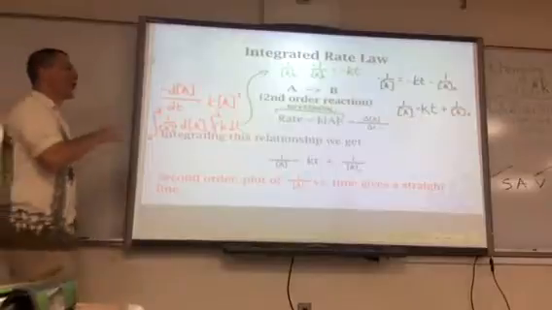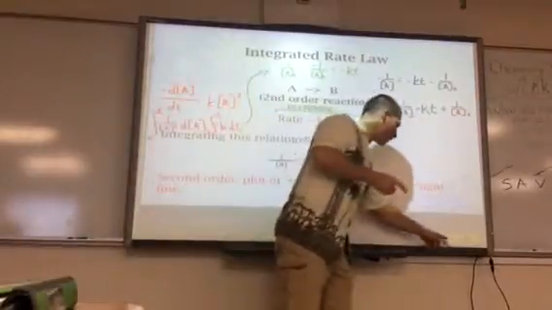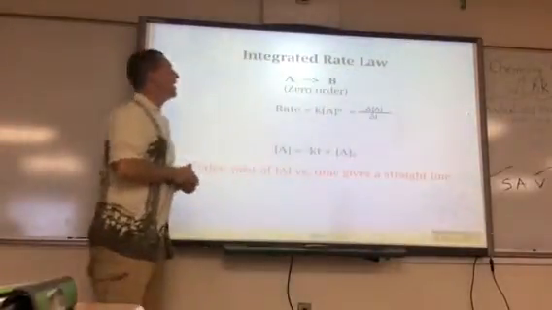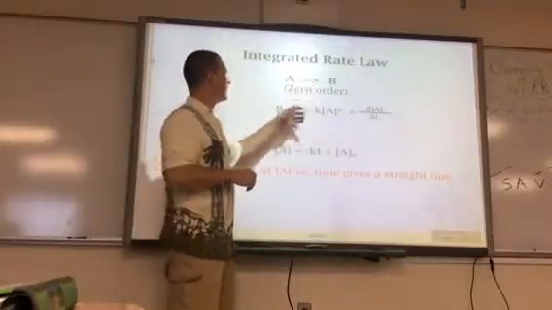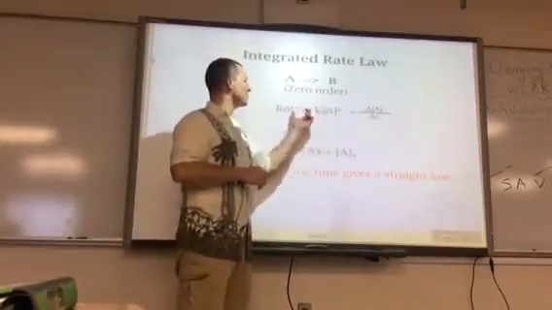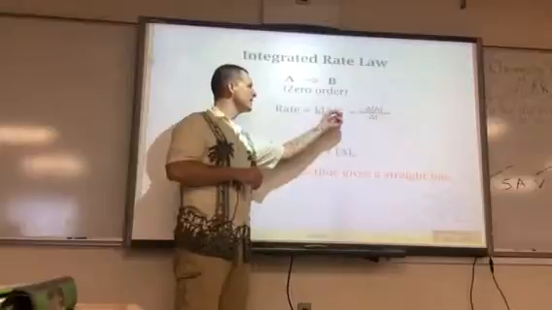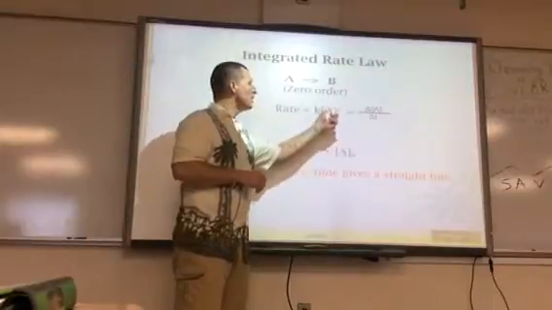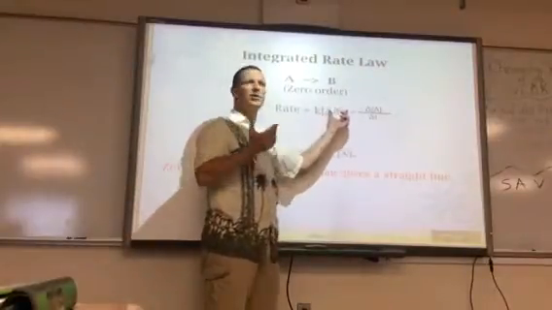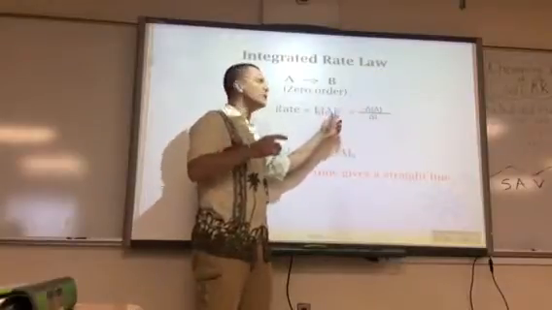So that's second order. I'd like to just show you what zero order looks like. If we have the reaction A yields B, and that means the rate is k times concentration A to the 0 power. What does that mean? What's the number to the 0 power? 1. And physically, what would that mean?